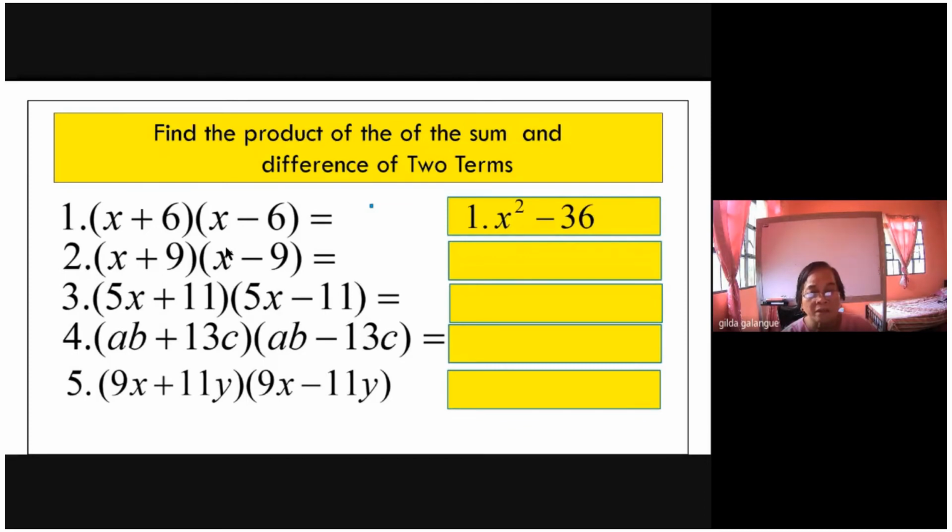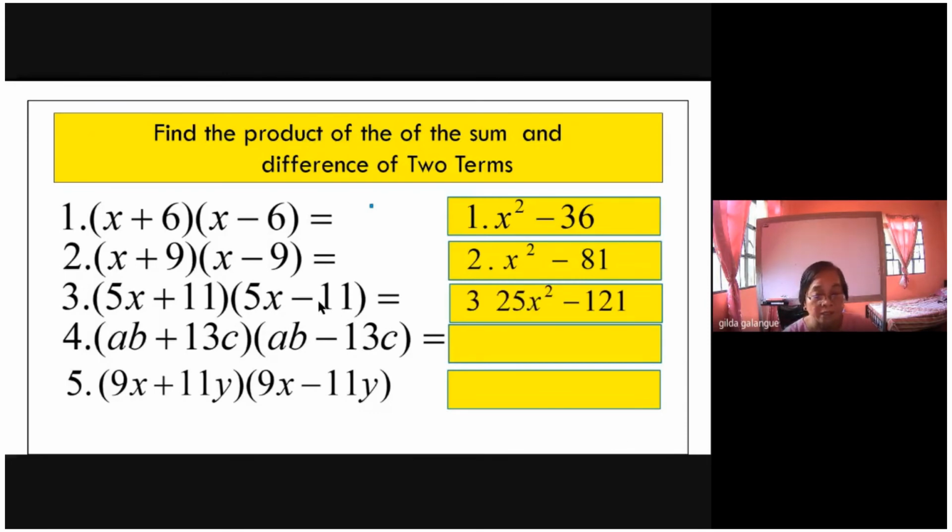We are in the second number. What is the answer? X times x is x squared. 9 times negative 9 is negative 81. So we have x squared minus 81. We are in the third number. The third number, we multiply the first term by the first term and the second term by the second term. 5x times 5x is 25x squared, and 11 times negative 11 is negative 121. So we have 25x squared minus 121.